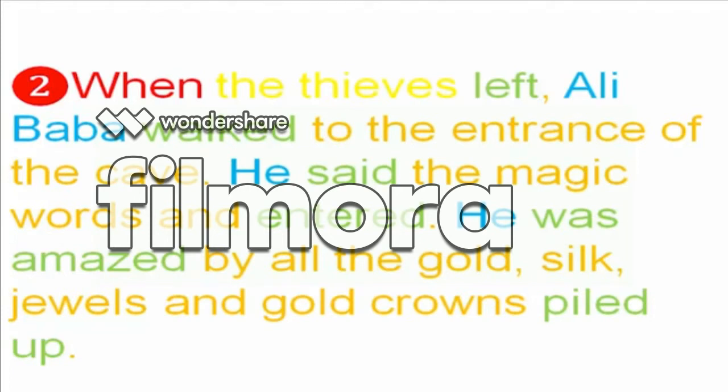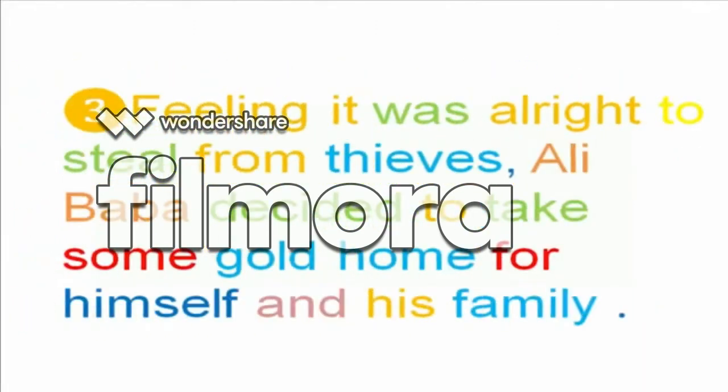Now let us move to the third and last passage. Stay with us. Here is the third passage. The first reading. Listen, please. Feeling it was all right to steal from thieves, Ali Baba decided to take some gold home for himself and his family. Well, this is the first reading. Let us introduce the difficult words and its translation in Arabic language. Then we will read slowly, word by word, sentence by sentence to understand what this passage means. Let us enjoy.